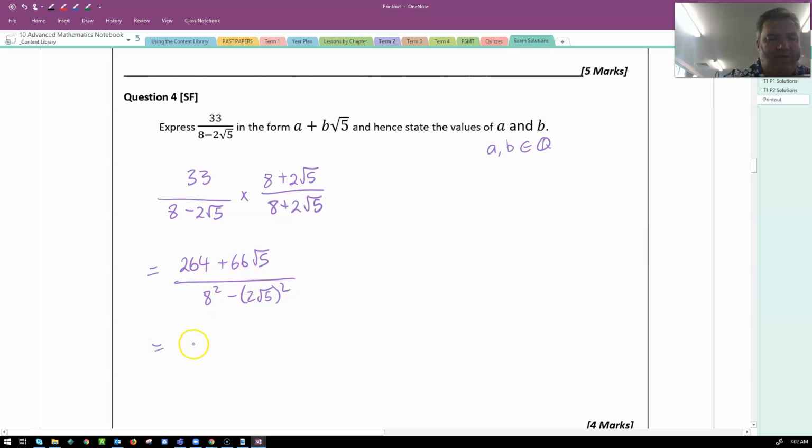If I want to do some factorising up the top, I didn't factorise it yesterday, I'll factorise it today. If you want to see the other working, just go to the previous page. I'll leave them both on the OneNote. That's going to be 66 as a common factor there. What have I got left? 4 plus root 5.